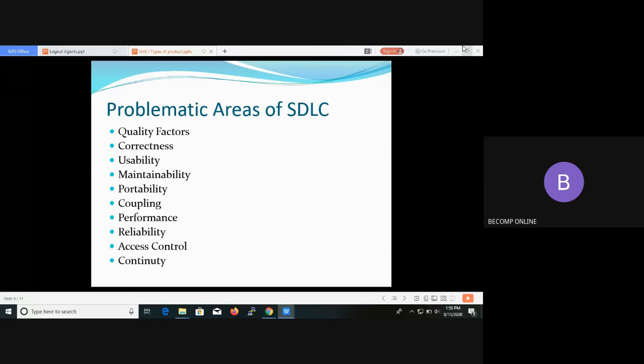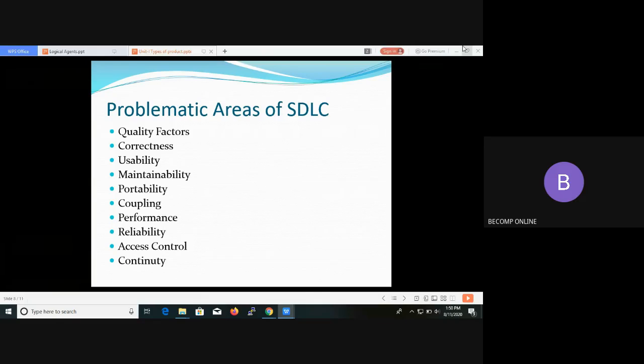Now let us see the quality factors. These quality factors also refer to the problematic areas of SDLC. I think in one lecture we have also discussed all these qualities. Here are some qualities I have listed out. There are a lot of quality attributes which depend on the situation. We will see some of these: correctness, usability, maintainability, portability, coupling, performance, reliability, access control, and continuity.